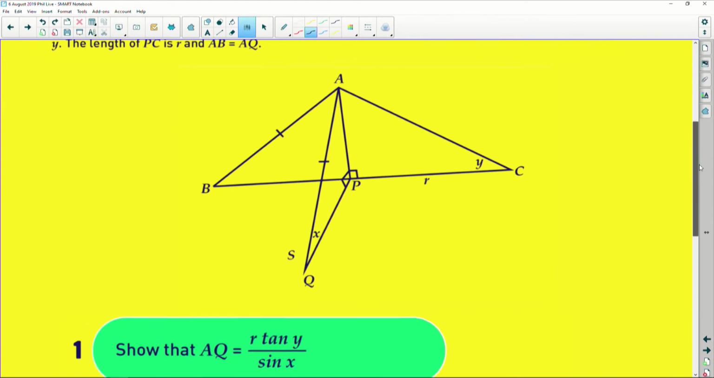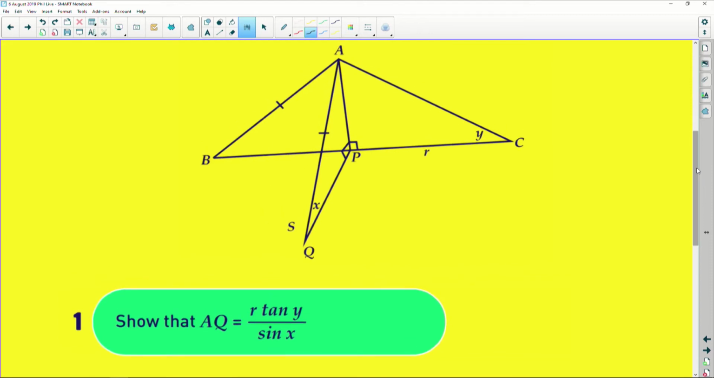Firstly, it says show that AQ, which is this side along here, is equal to R multiplied by tan of Y, all divided by sine of x. When you get a question like this, you need to look for the side that you're dealing with, AQ, and then try to find what else they're looking for. We have the angle y and the angle x. On our diagram, x sits over here and y sits over there, so that's in two separate triangles.